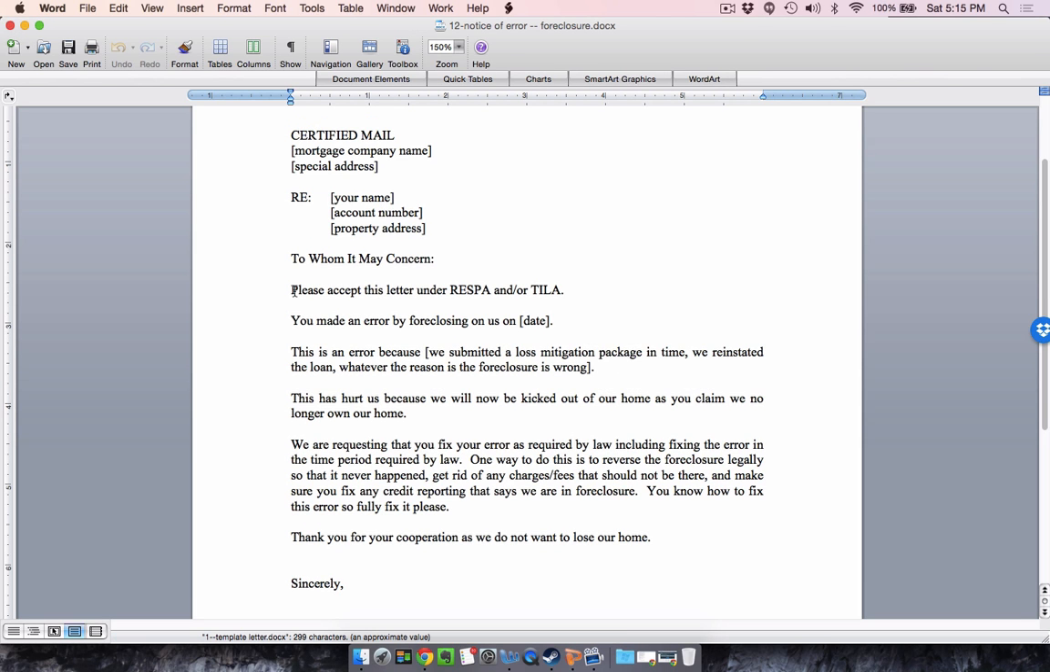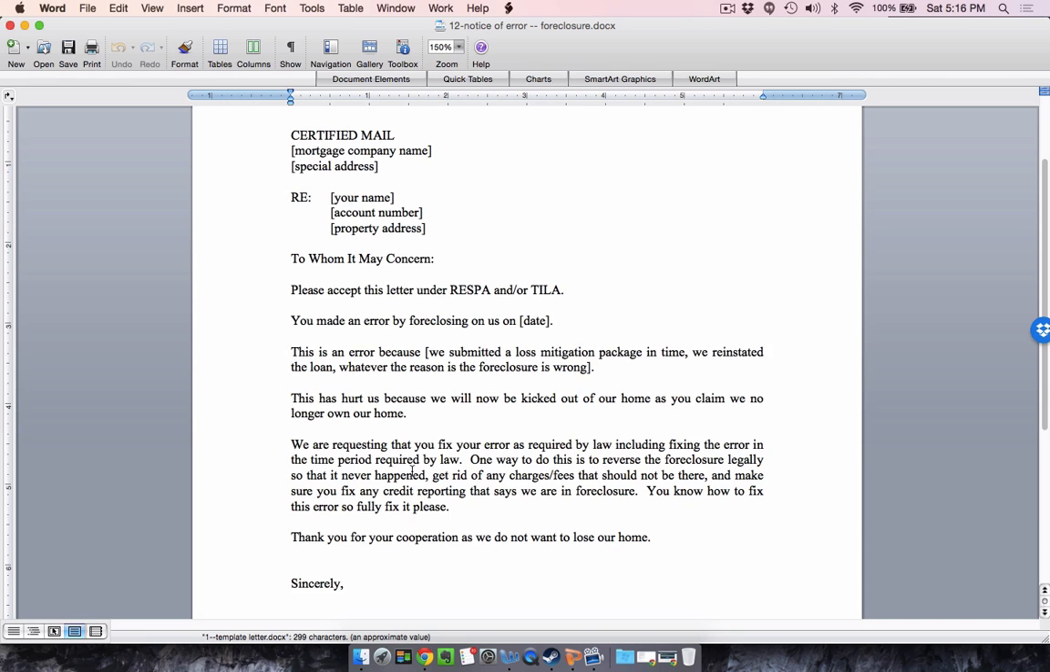So here's an example of foreclosure. You made an error by foreclosing on us on blank day. This was an error because whatever it is, you did the loan modification, loss mitigation, you reinstated the loan, whatever it is that you think proves that the foreclosure was wrong. Now, this is kind of obvious, but it'll hurt us because you're trying to kick us out of our home, and we want you to fix this. So you could reverse the foreclosure so that legally it never happened.